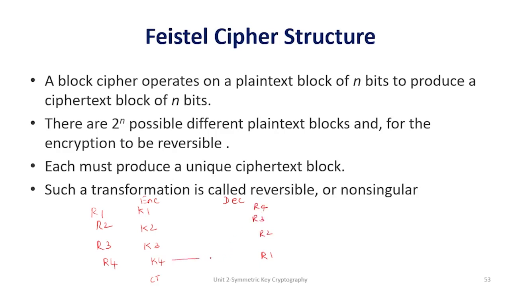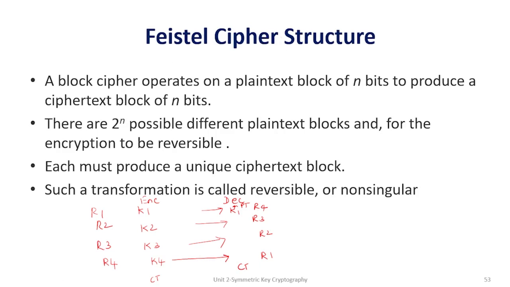If you want to do decryption, this is round 1, round 2, round 3, round 4. In the first round, the same key K4 should be used for converting ciphertext to plain text. Then at round 2, the K3 subkey should be used. At round 3, the K2 subkey is used. At the last round, we should use the K1 key. Then we can find the plain text. So if you use the same subkeys in reverse order, that type of structure is called the Feistel cipher structure.